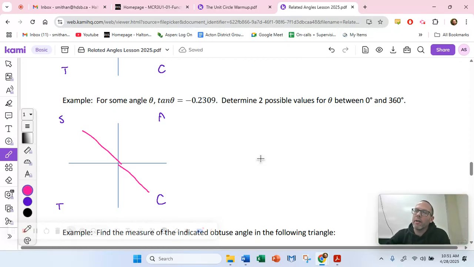So what does your calculator give you with this one? Our first step is just calculator. What does it give us? Does it give us a reference angle like last time? Or does it give us something a bit more funky? Who can say? Well, I could, but I'll let you. We're going to see.